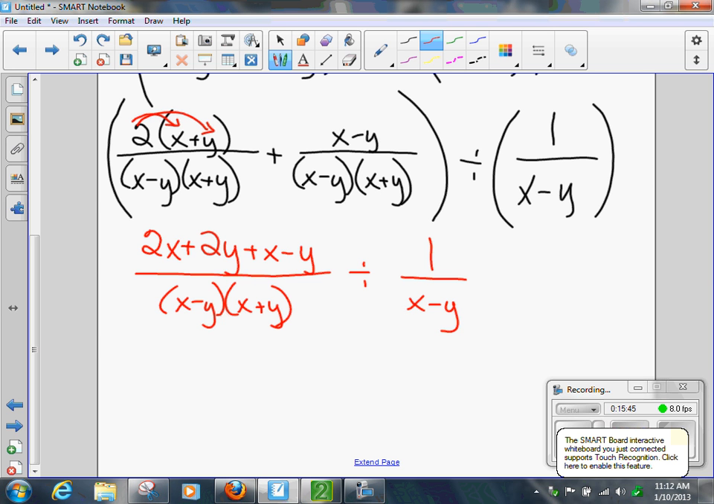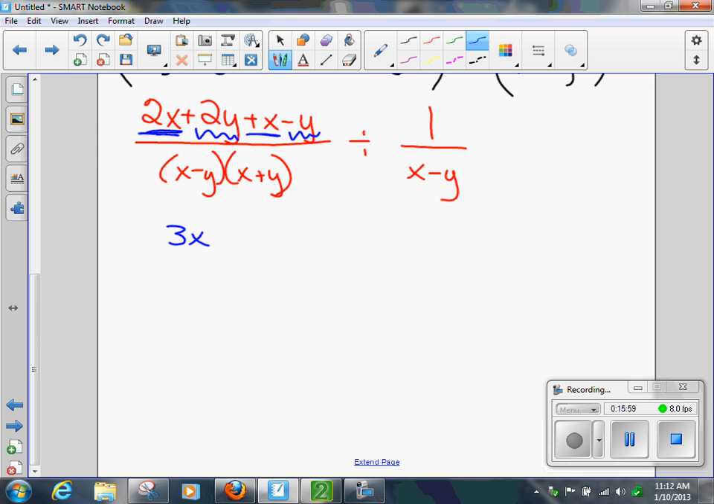Now what? Talk to me, come on. Combine like terms. So I've got 2x and x, 2y, negative y. What is 2x plus x, everybody? 3x plus who? Plain old y. 2y minus 1y is 1y. And now, what am I going to do? Copy, change, flip. I've got it copied. I'm changing division to multiplication. I'm going to flip.